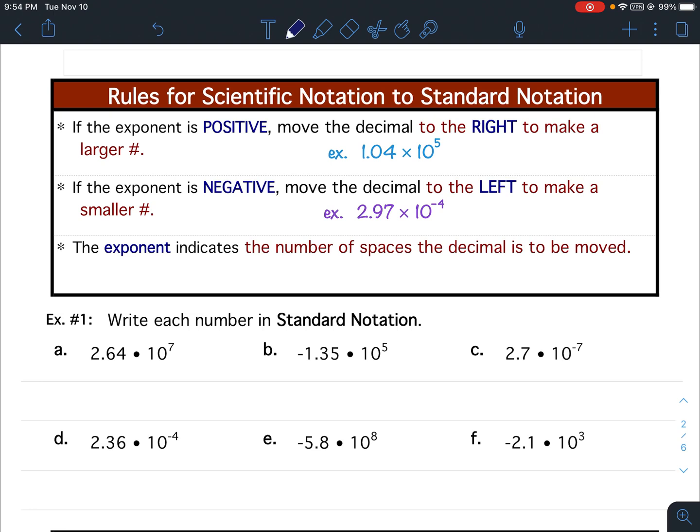Now, before I go any farther, technically the decimal doesn't move. The numbers move around the decimal. It's just easier to say to move the decimal. So your decimal is actually stationary. It technically doesn't move, and you're supposed to move the numbers around the decimal, but it's easier to say move the decimal. So anyway, if the exponent is positive, you're going to move the decimal to the right.